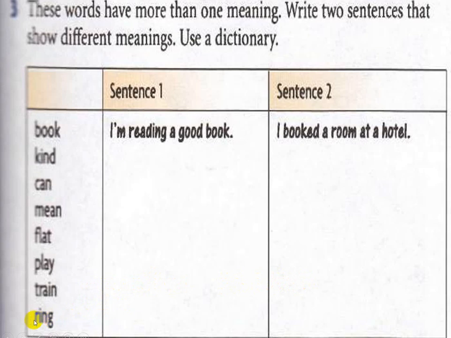Ring. The first sentence, the phone is ringing. The phone is ringing. The second sentence you can use the word ring as what a lovely ring. The first one, the phone is ringing. The second one, what a lovely ring, meaning a lovely ring.